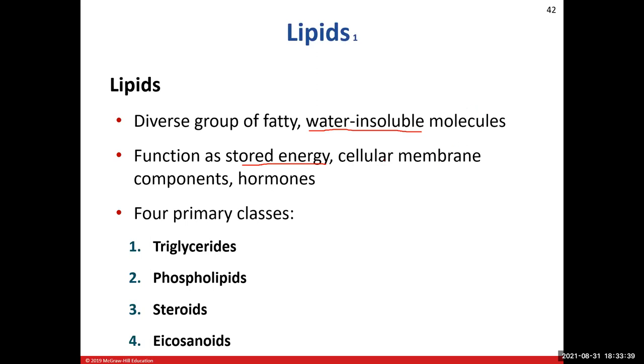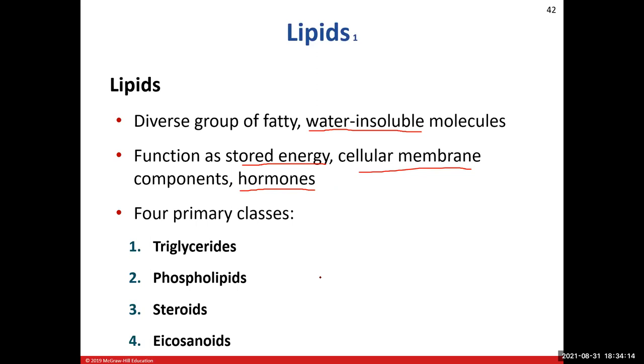Another function of lipids is for the cellular membrane components. We haven't talked about what the plasma membrane is. That's the envelope that surrounds a cell, and a significant amount of the ingredients in the plasma membrane is going to be lipids. And then, of course, we use lipids to help make some chemical messengers in our body that we call hormones. So there's four classes: triglycerides, phospholipids, steroids, and eicosanoids.